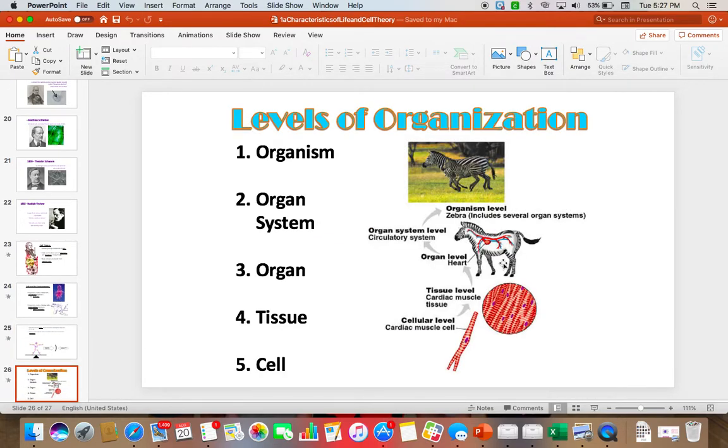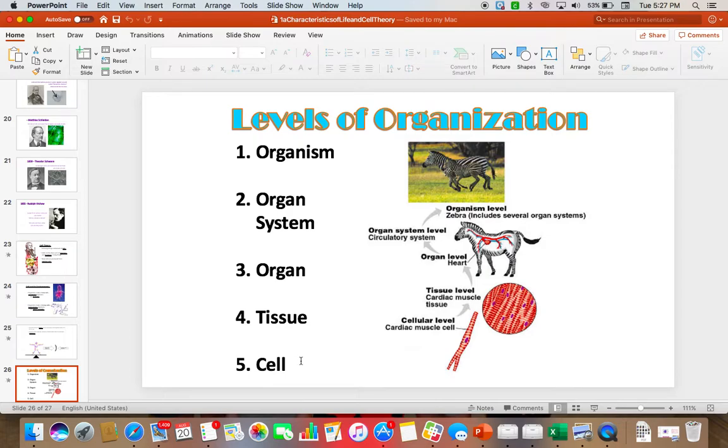Next, we move on to organization. And so, organization is basically how an organism is put together. It's just like the building blocks of an organism. So, the most complex level is organism. The least complex level is either cells, or remember, I told you to even add chemicals or macromolecules to that.